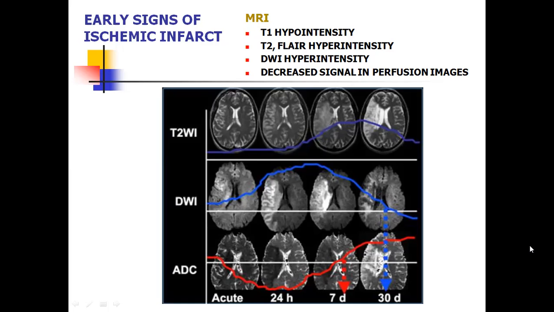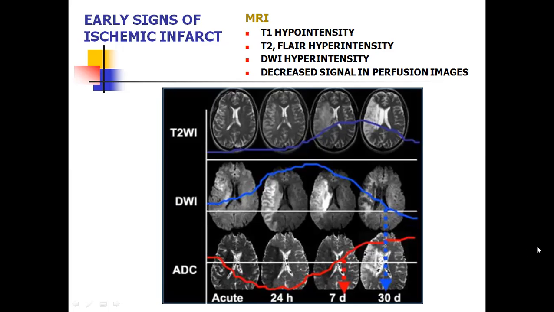When we compare the findings on T2-weighted images and diffusion-weighted images in time, we will notice the following. In the acute phase, T2-weighted images will be normal, but in time the infarcted area will become hyperintense.